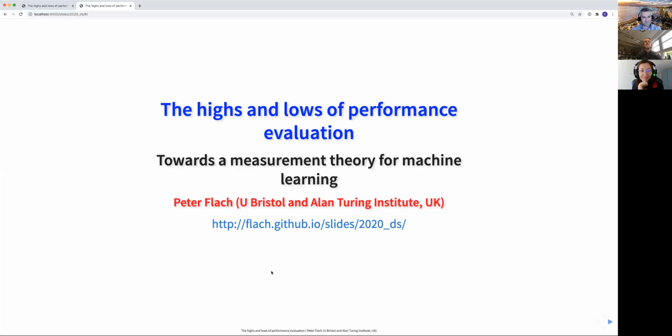Okay. So the highs and lows of performance evaluation. So this is actually a presentation. I'm running it from the browser. So that link that you see there, the GitHub.io link, you can actually follow the slides in the browser if you wanted to do that. So let me just see if this worked.